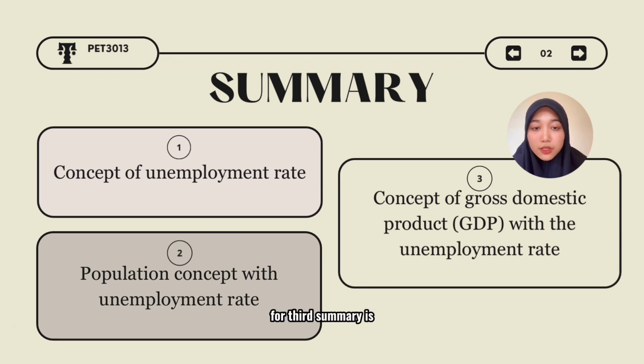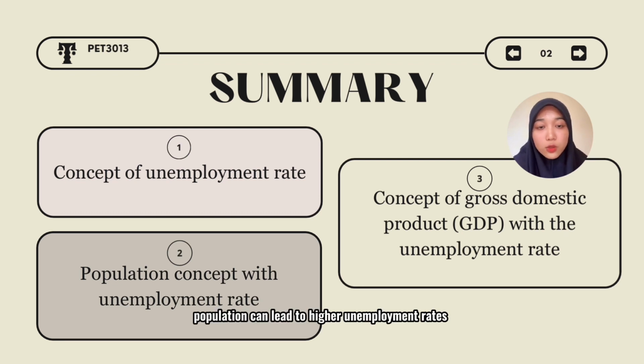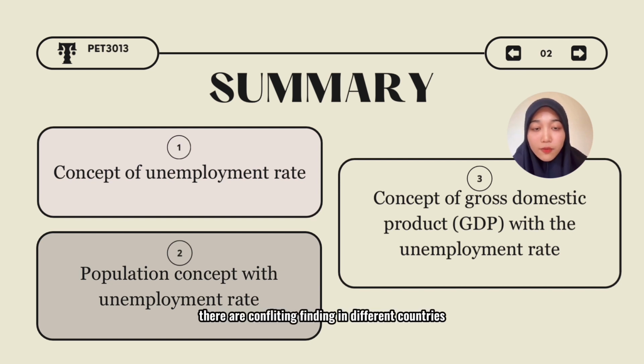For the third summary is the population concept with unemployment rates. A larger population can lead to higher unemployment rates. Studies have shown that a larger population can lead to higher unemployment rates, especially among the educated segment. However, there are conflicting findings in different countries. For example, research in Malaysia shows a positive relationship between population growth and unemployment among the educated segment.